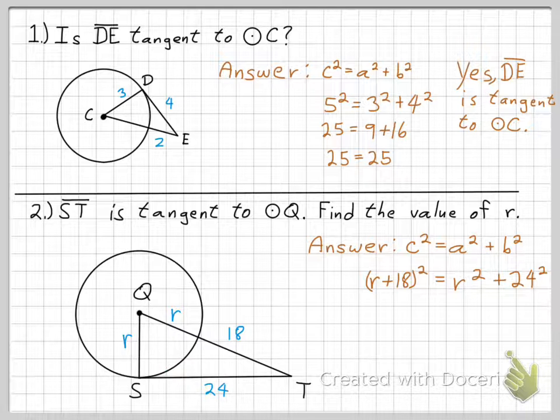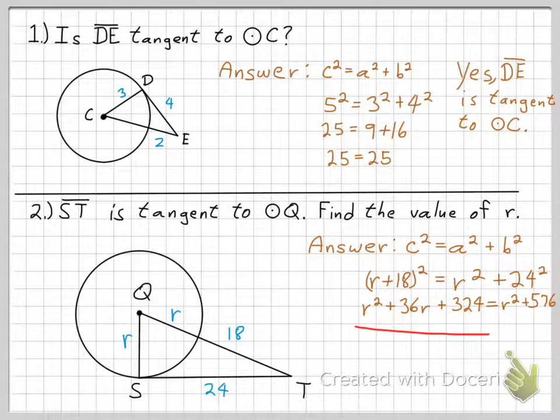So we have (r plus 18) squared is equal to r squared plus 24 squared, right? And then you've got to go back to your Algebra 1, people, and use FOIL, firsts, outsides, insides, lasts, and square that binomial and get r squared plus 36r plus 324. That left side is based on taking r plus 18 and squaring it. And then on the right side we have r squared, and 24 squared is 576.